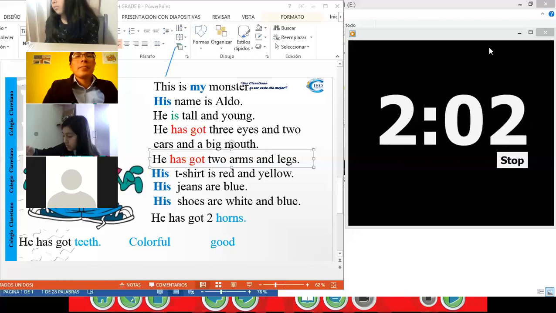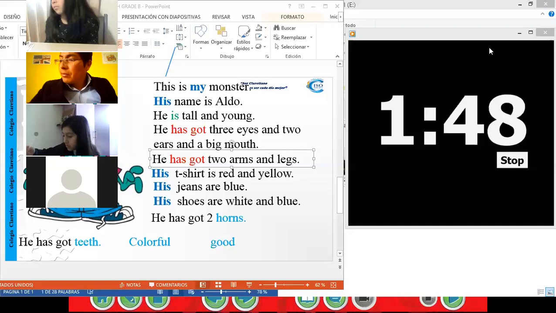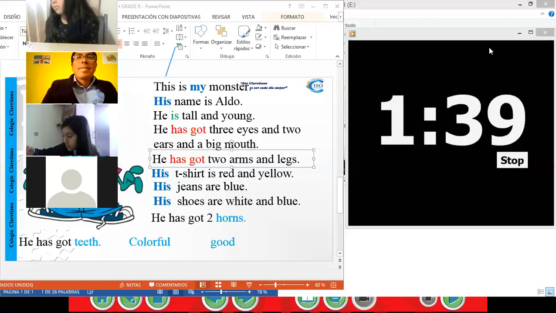This is my monster. His name is Achilles. He has 6 arms and a long tongue. He has a green shirt. He has a red tie too. He has red shoes. Has blue skin and spins too. Okay, thank you.